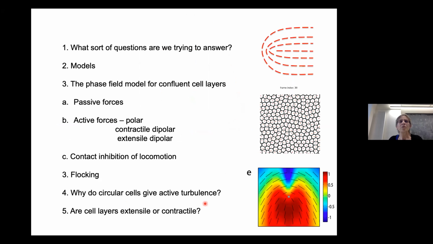So this is what I'm going to do. First of all, I'm going to talk about the sort of questions we're trying to answer, because I think some of you are perhaps more traditional active matter people. A lot of people are doing lots of different bits of active matter. And so I want to talk about what I mean by confluent cell layers, and just summarize the sort of questions that are interesting at the moment. I'll then give a brief overview of the models that are out there and concentrate on the phase field model, this particular one that I'm trying to think about at the moment. And then I'll talk about some things which I've learned as a result of thinking about the phase field model. I think we do have one or two answers, but still loads and loads of questions.